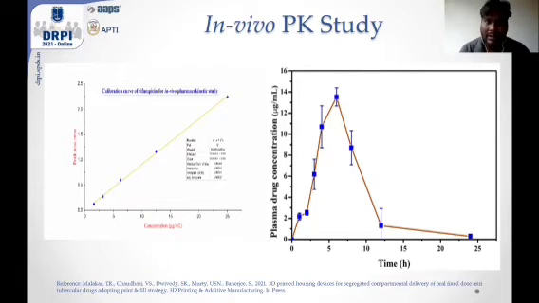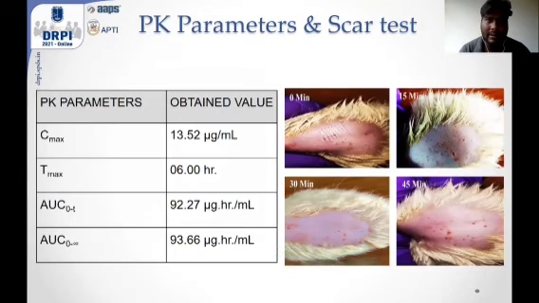and then the plasma drug concentration versus time graph was plotted. As shown in the figure, the Cmax of the rifampicin drug solution using the microneedles was around 14 microgram per ml, and the Tmax is around 6 hours. And as the PK parameters continue, the Cmax was around 13.52 microgram per ml, and Tmax is 6 hours. AUC 0-t was around 92.27 microgram hour per ml, and AUC 0-infinity 93.6 microgram hour per ml.